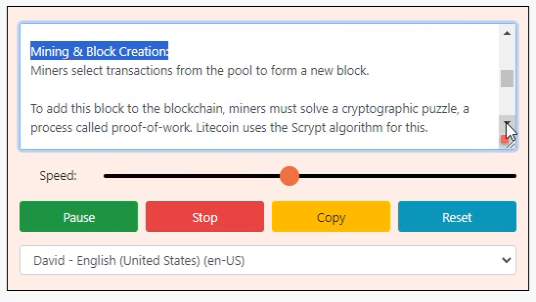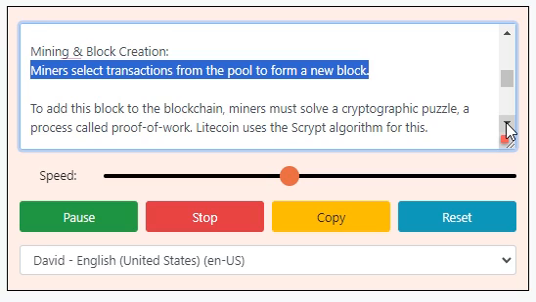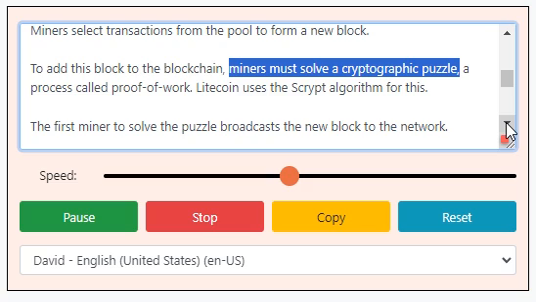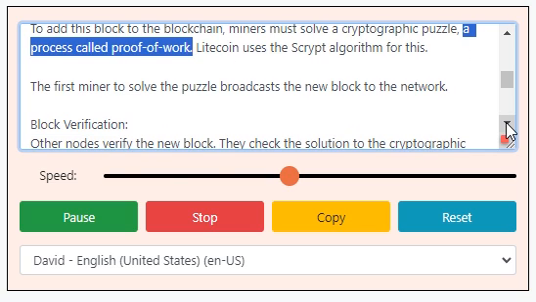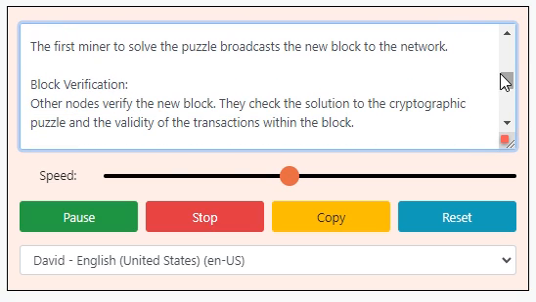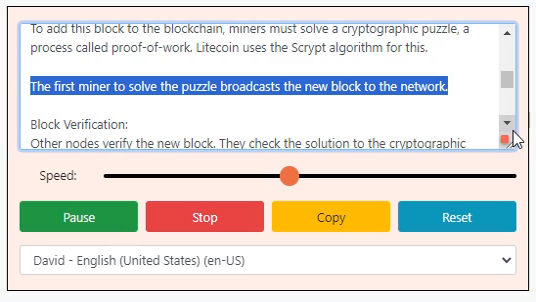Mining and block creation. Miners select transactions from the pool to form a new block. To add this block to the blockchain, miners must solve a cryptographic puzzle, a process called proof of work. Litecoin uses the Scrypt algorithm for this. The first miner to solve the puzzle broadcasts the new block to the network.